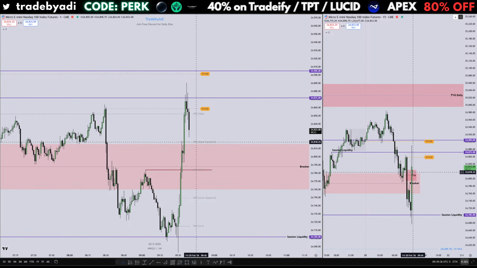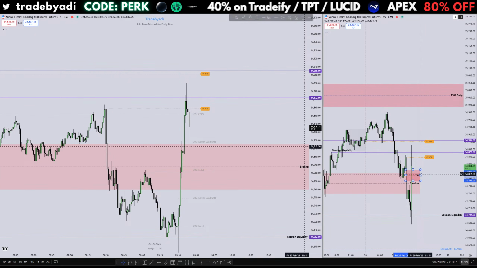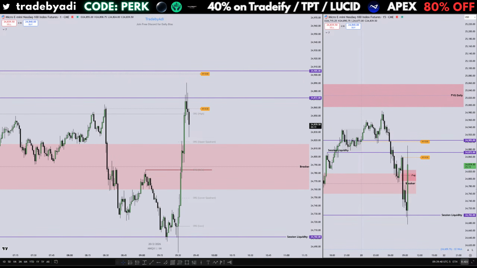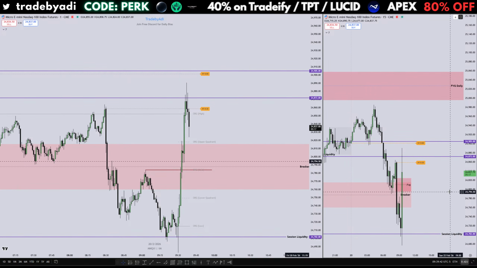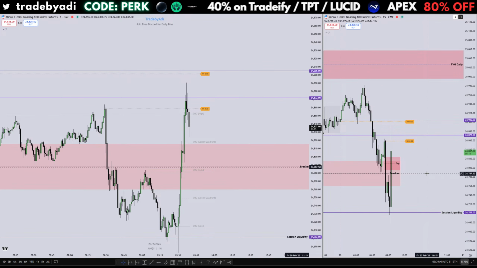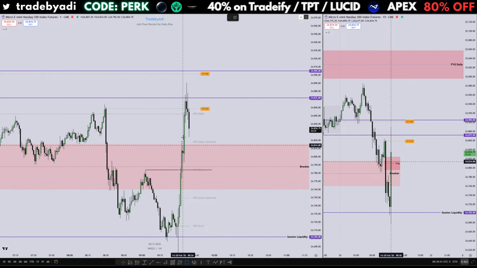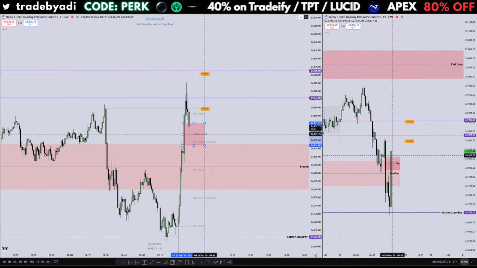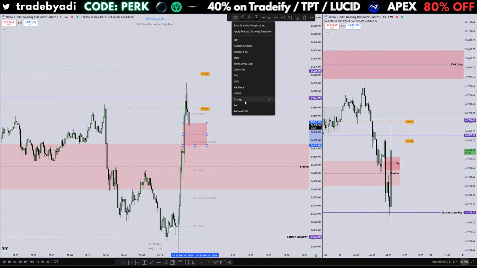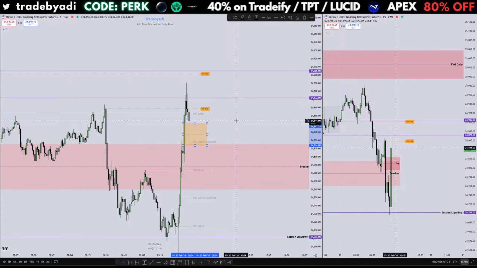Yeah, because to close the 15-minute candle, we still have 5 minutes. That's why this CISD is still not confirmed, and also how this fair value gap is going to react. That is the most important thing. So I will mark this as an orange.